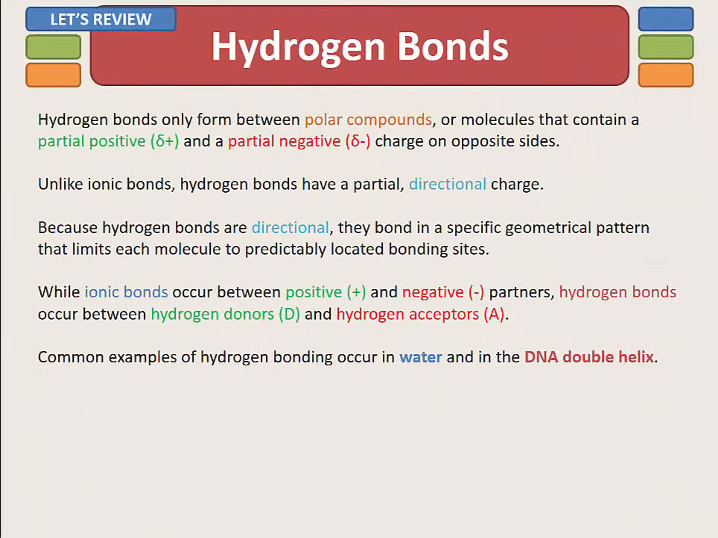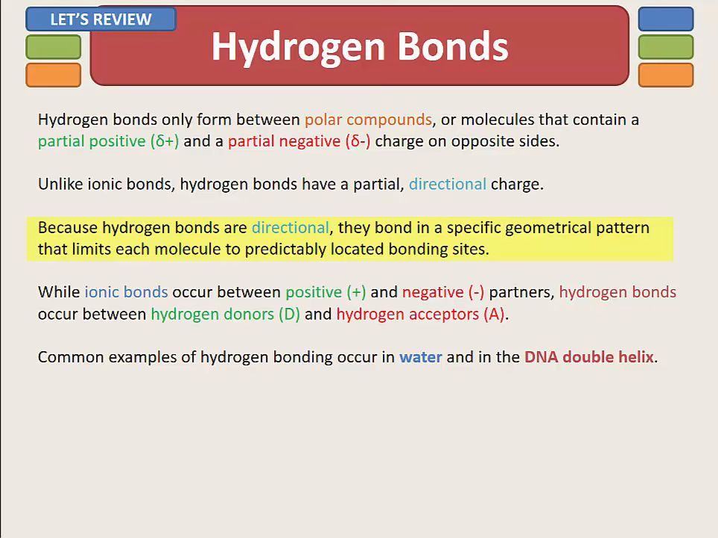Now let's review what we've learned about hydrogen bonds. Hydrogen bonds only form between polar compounds, or molecules that contain a partial positive and a partial negative charge on opposite sides. Unlike ionic bonds, hydrogen bonds have a partial directional charge. Because hydrogen bonds are directional, they bond in a specific geometrical pattern that limits each molecule to predictably located binding sites.